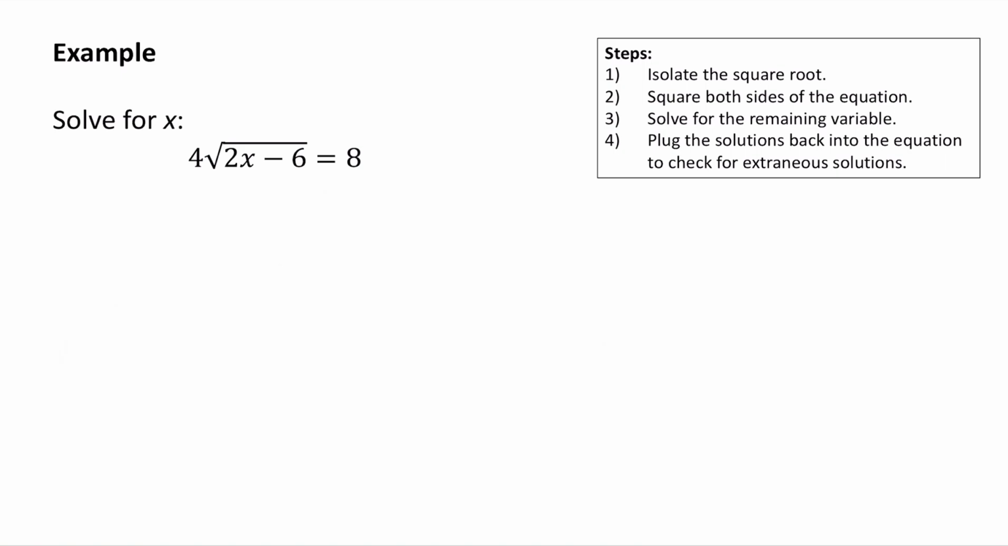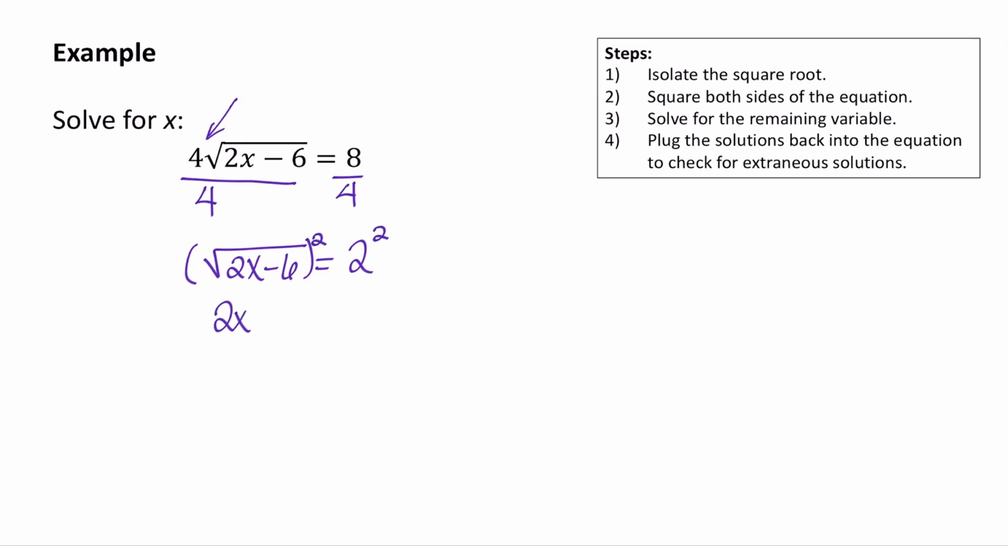Now let's try solving this problem. In this problem, the square root is not by itself because we have this 4 in front. This 4 is multiplying the square root, so we're going to divide both sides by 4. So we get the square root of 2x minus 6 equals 8 divided by 4, which is 2. Now we're going to square both sides of our equation.